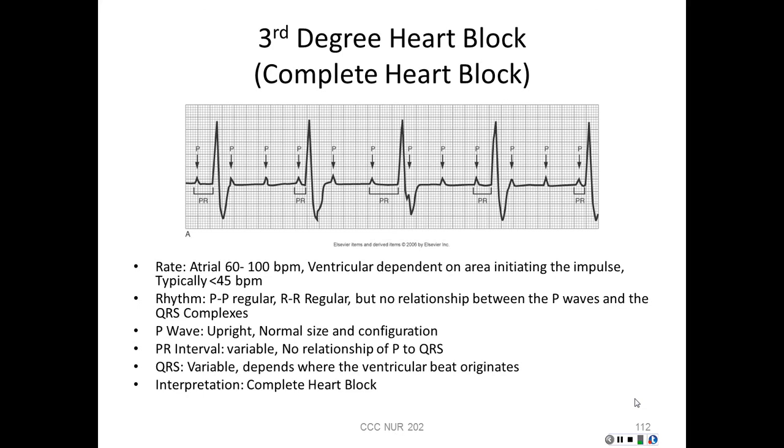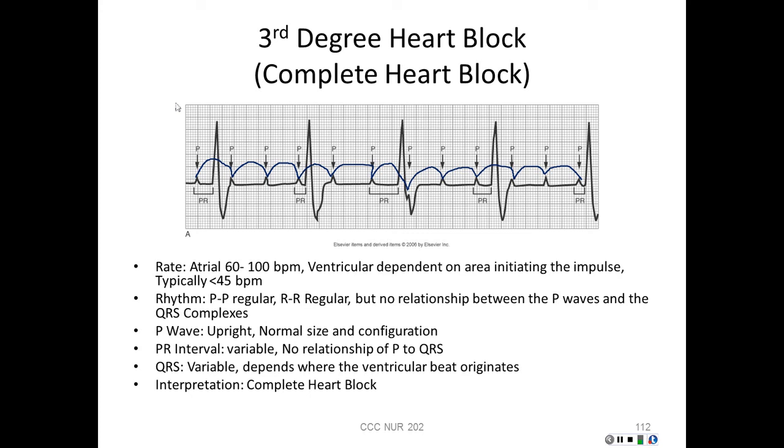If you look on this strip, you can see that basically we have P waves, and if we march those out, they would be regular because the SA node is firing at a regular rate. If we count them in this strip, we'd have a rate of 1, 2, 3, 4, 5, 6, 7, 8, 9, 10, 11, 12. A rate of about 120 beats per minute.